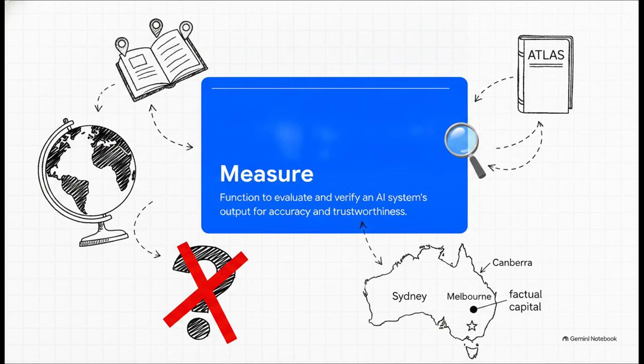We take this pattern-based output and we cross-check it against a trusted geography source. An atlas, an encyclopedia, or a trusted educational website. And when we do that, we quickly discover the AI is completely wrong. The actual capital is Canberra. The AI confused most frequently mentioned with the factual capital.